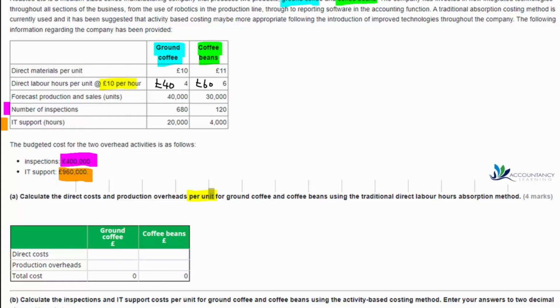And first of all, we're using labour hour absorption. So in our table, we're just looking for the direct costs. Both our materials and labour are the direct costs. So for the ground coffee, that's £10 of materials and £40 of labour, which is a total of £50. And then for the coffee beans, we have 11 and 60, so that's giving us a total of 71 for the coffee beans.